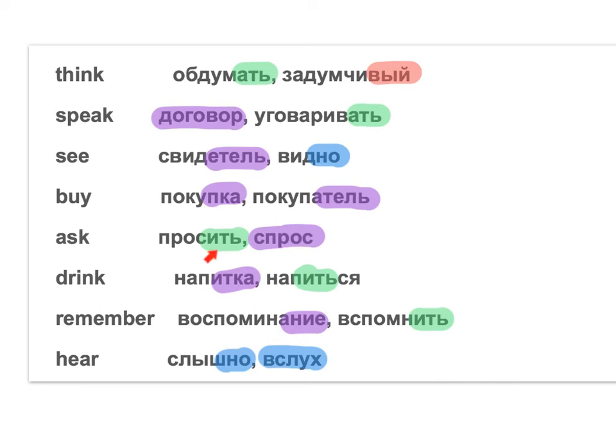Просить, to ask, verb, versus спрос, like demand. Напиться, the verb to drink too much, and напиток, what do you drink? A drink. Вспомнить, to remember something, and воспоминание, remembrance. The last one might be the one that was the trickiest because they're both adverbs. Слышно is something that's audibly, and вслух is out loud.